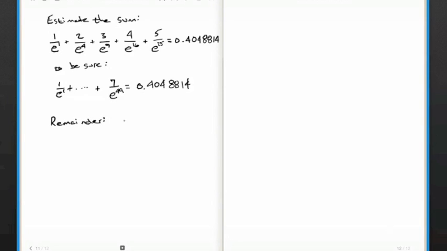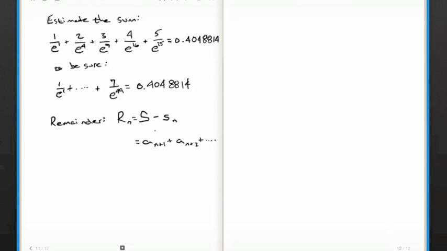And I'm going to say that the remainder sub n is my actual sum, and I don't know my actual sum yet, because I only went up to the 7th term, or the 5th term, minus whatever my partial sum is. And that's my remainder. And that equals a sub n plus 1 plus a sub n plus 2 plus dot dot dot, right?